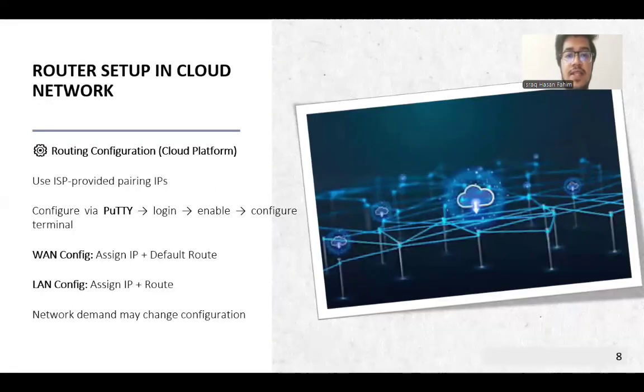And the important thing is router setup in a cloud network. Routers are like traffic police of the cloud. Now let's look at the router setup in a cloud network. The router works as the central device that connects our LANs and WAN and directs traffic between the branches and the data center. By setting up proper routers, IPs, and security rules, we ensure smooth and secure cloud access.